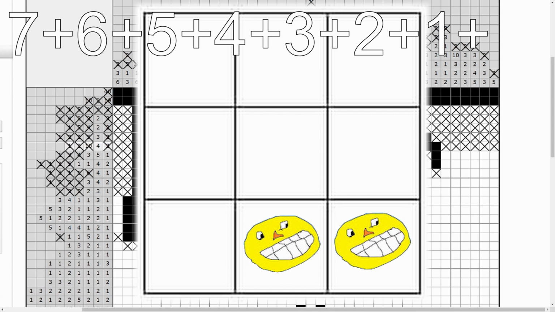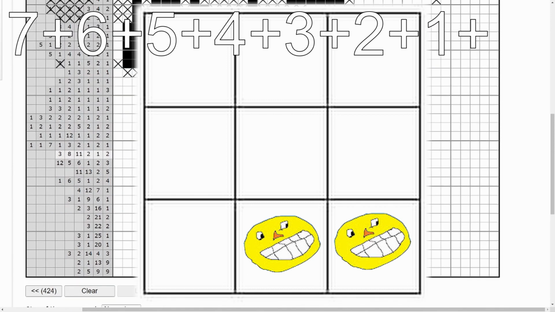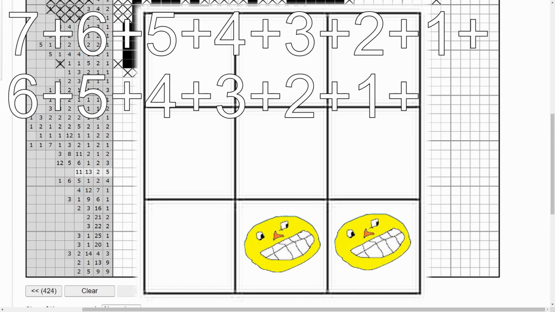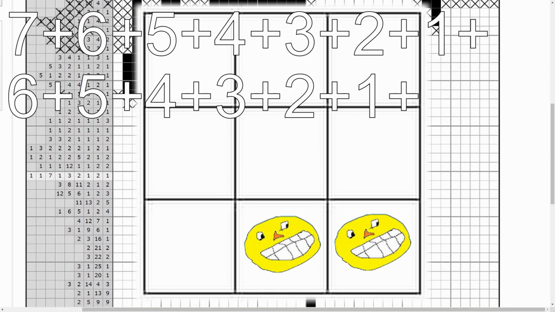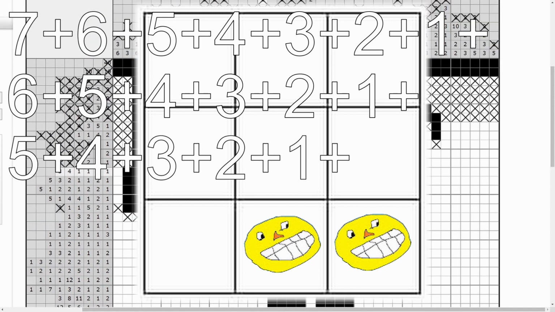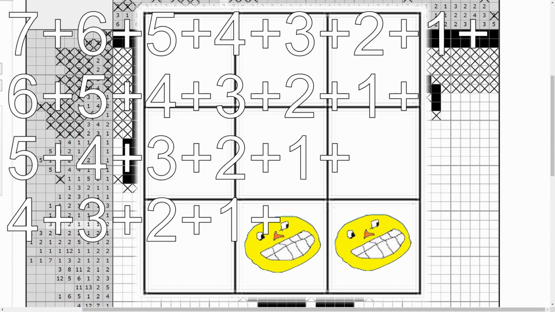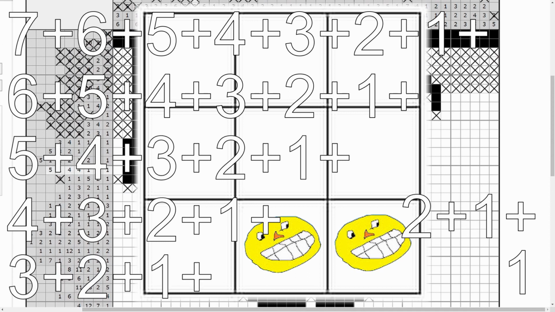Then we have to move the first filled up cube to the middle of the top row. We then do the second configuration again, and we'll end up with 6 plus 5 plus 4 plus 3 plus 2 plus 1. We would then go on to the next set, which is 5 plus 4 plus 3 plus 2 plus 1. We then go on to 4 plus 3 plus 2 plus 1, then 3 plus 2 plus 1, then 2 plus 1, and then finally just 1.